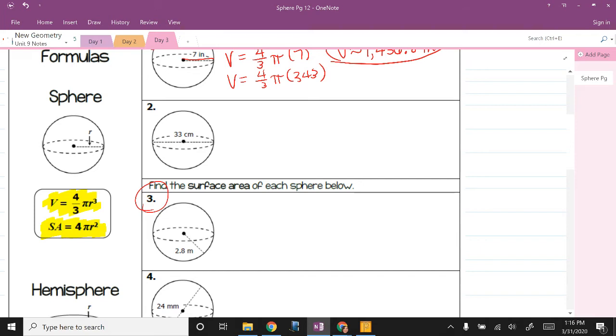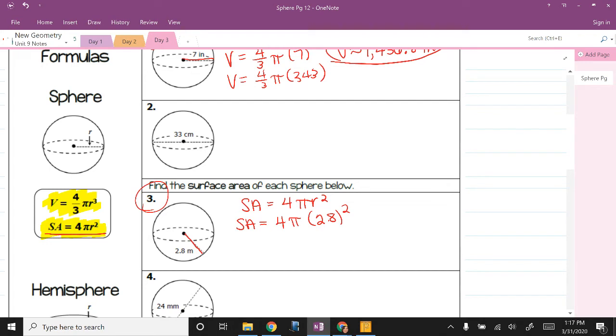And the formula for surface area is 4 times pi r squared. So it's using that area of a circle there, pi r squared. And again, they did give me the radius, which is 2.8. So my surface area is going to be 4 times pi times 2.8 squared.